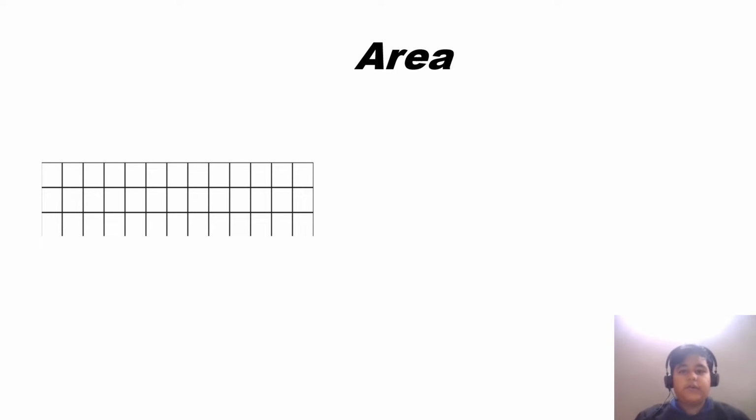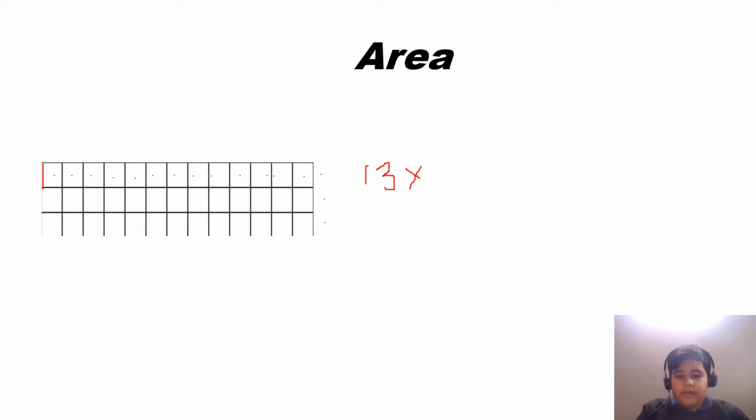Now we have to take out the area of this figure. First, we have to assume that all the sides of the squares in this figure are of 1 centimeter. Now we have to count the number of squares in this figure, which are 1, 2, 3, 4, 5, 6, 7, 8, 9, 10, 11, 12, and 13. There are 13 squares in one row of this figure, and there are such 1, 2, and 3 rows.